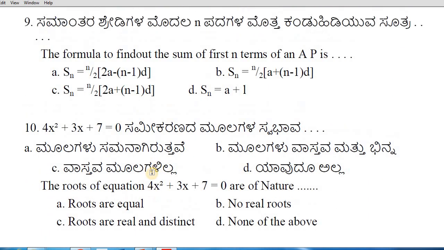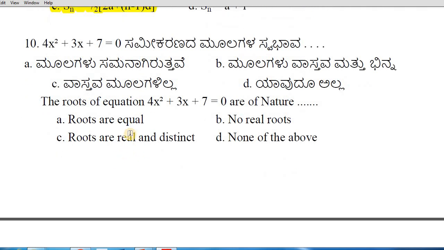9th question. The formula to find out the sum of first n terms of an AP is. Means you have to write the sum finding formula, children. Many options they have given. So here the correct one is Sn equals n by 2 into 2a plus n minus 1 into d.